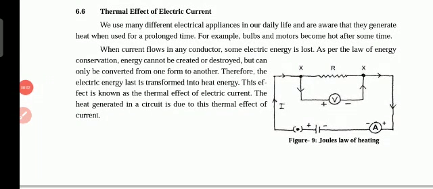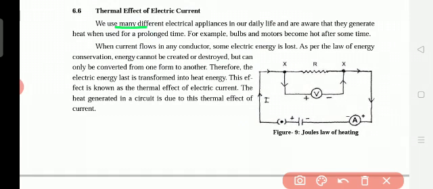Good morning students. Today we start thermal effect of electric current. We use many different electrical appliances.